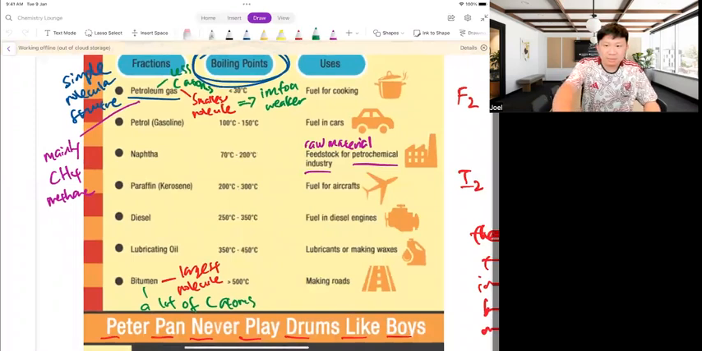Hopefully, Aaron memorized. Aaron, have you memorized the sequence? Very good. Right, so you need to know the sequence. So Jolie, slowly start to memorize also. So Peter Pan never play drums like boys.